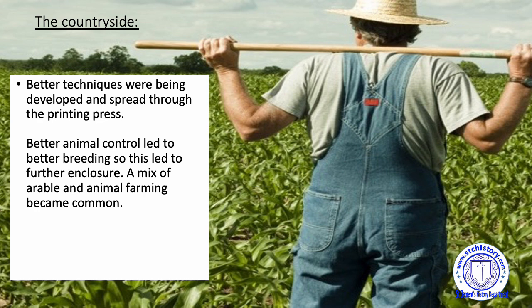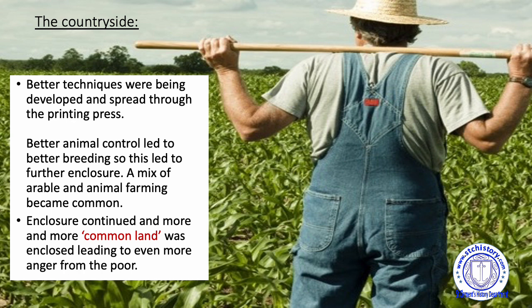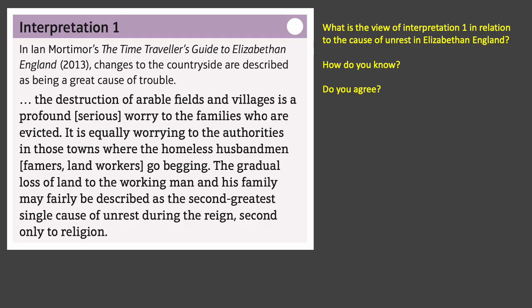But as we get through this Elizabethan period, farming will never be the same again, agriculture will never be the same again, but there's a lot of pain that comes with that as we start to advance and move forward with technology. All right, so the enclosures continued. More and more common land was enclosed, leading to even more poor, and of course with that comes a lot of anger. So with that said, we've come to the point where we can just step back a little bit.